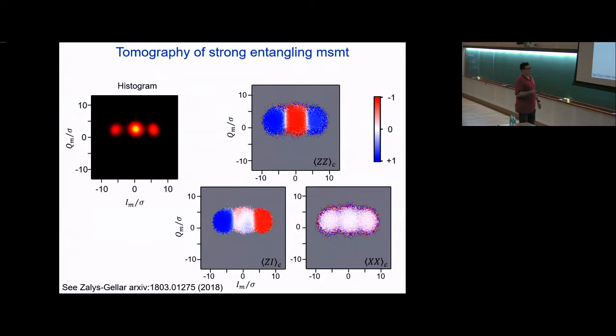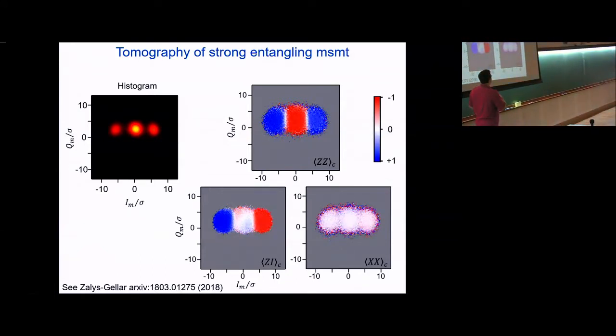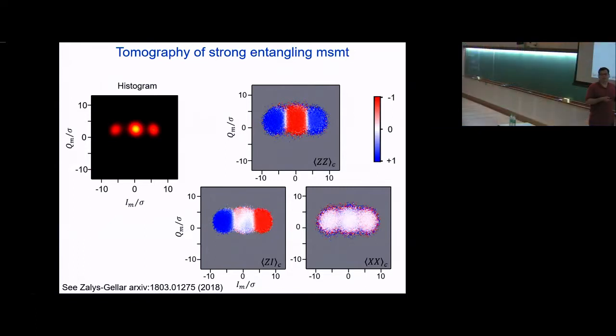The other ones, however, for instance XX, contain no information. They're white here. And I say, oh, well, did I leave that information in the single qubit sector? And the answer is no. If you look here, this is basically white also.